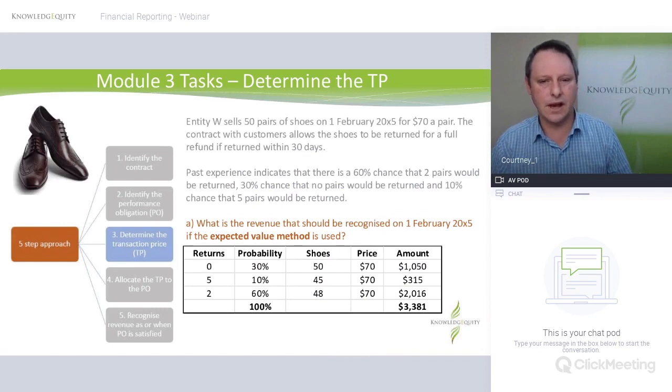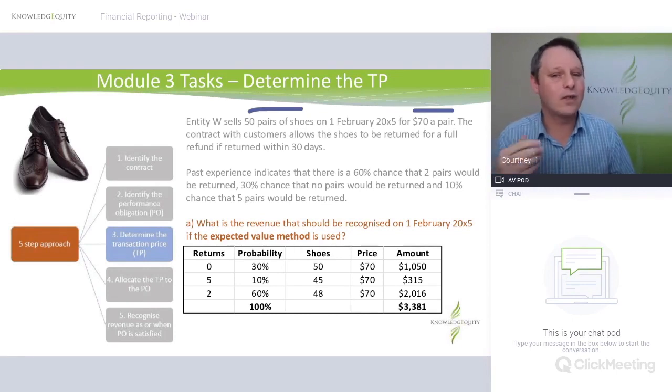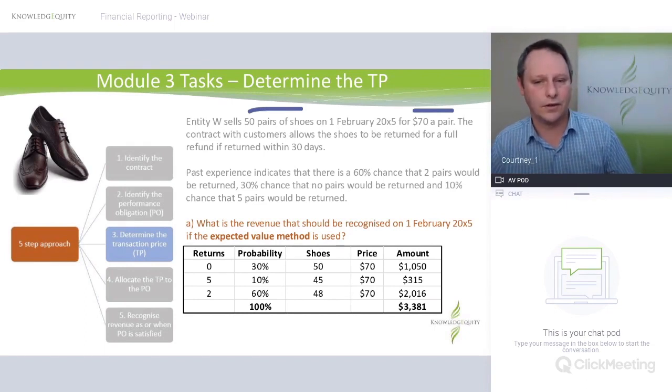So here's Entity W, which sells 50 pairs of shoes for $70 a pair. So basic revenue would be 50 pairs times 70 gives you your total revenue. But we know that there's going to be some customer returns, so we can't recognize the full amount. Now, we might get 2 pairs returned. That happens quite a lot.